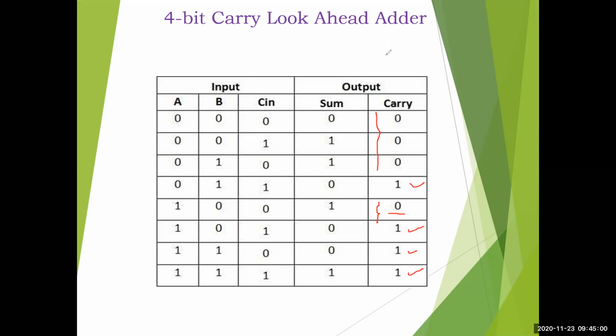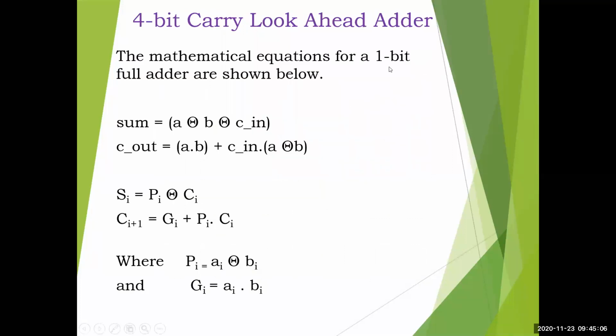Okay, so this is the same truth table. I'm not going to explain again, I have explained in the previous video also. So this is our interesting part here. How do we design a 4-bit or 16-bit or 32-bit or 64-bit carry look ahead adder? Any number of bits you can do if you know this basic equation. You are familiar with the 1-bit full adder now, so just focus on the 1-bit full adder.